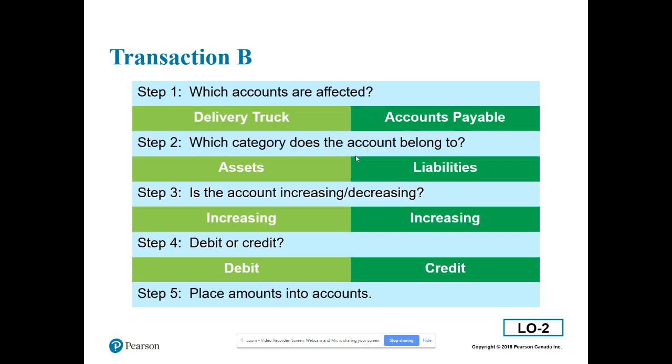Next entry, bought a delivery truck on account, $25,000. So I'm buying it on account. On account means I'm using accounts payable, and it's a delivery truck. Okay, got my two accounts. Which category? Well, my delivery truck is an asset. It's something I own. Accounts payable, something I owe. Liability. They're both increasing. Okay, I get that.